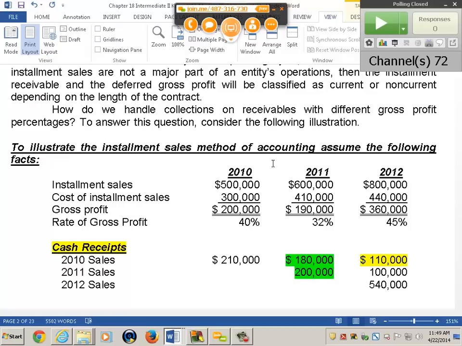Method's pretty simple. So what you would do is debit deferred gross profit and credit realized gross profit for 90. And that's done in 2011.